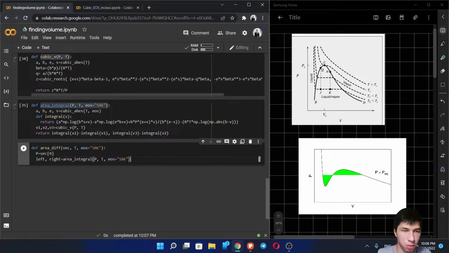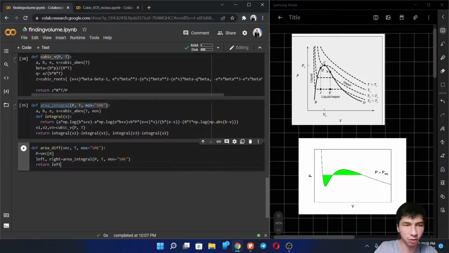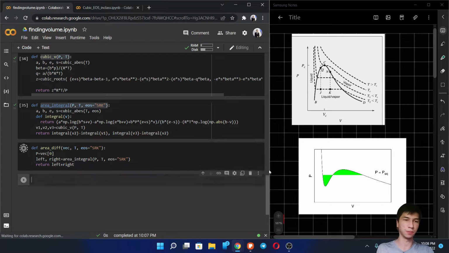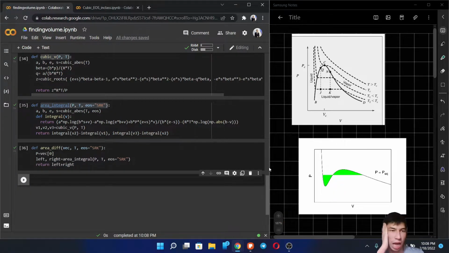Okay, and our function will return left plus right, because our left is negative. So it's gonna be our difference. Let's just run it.